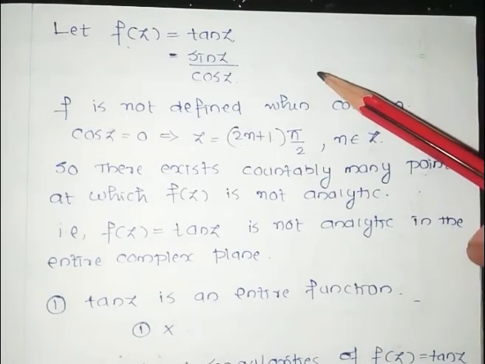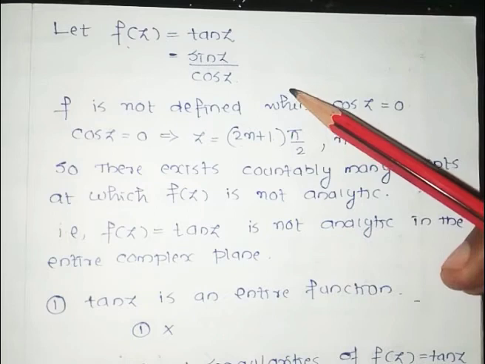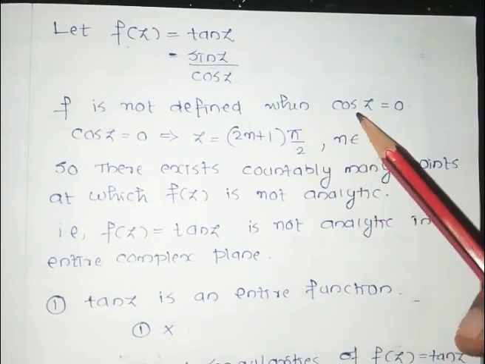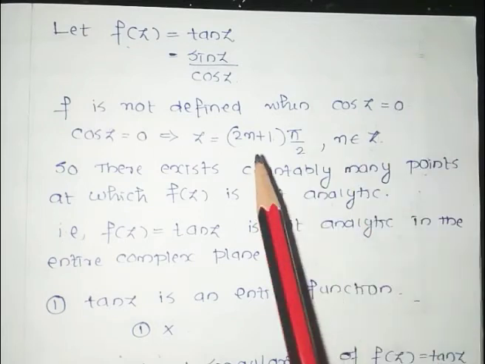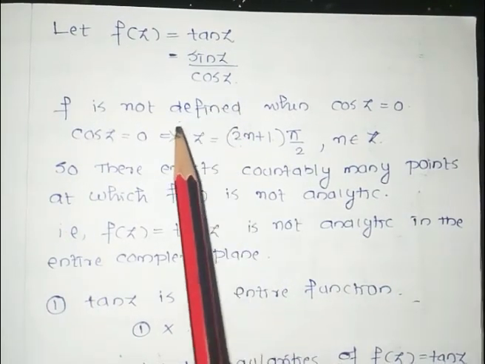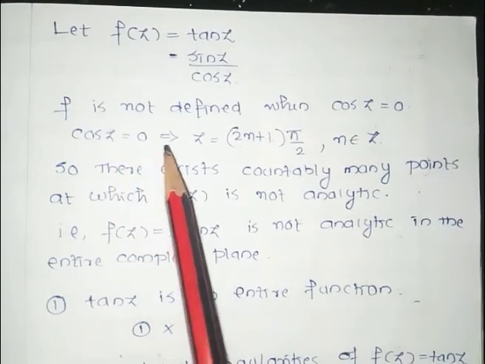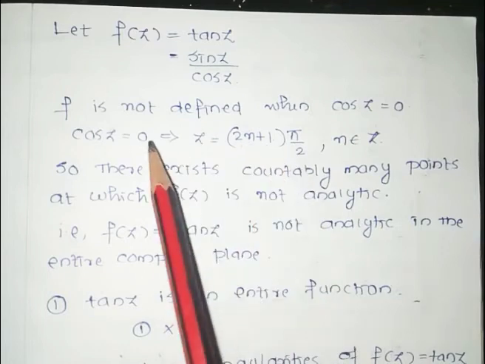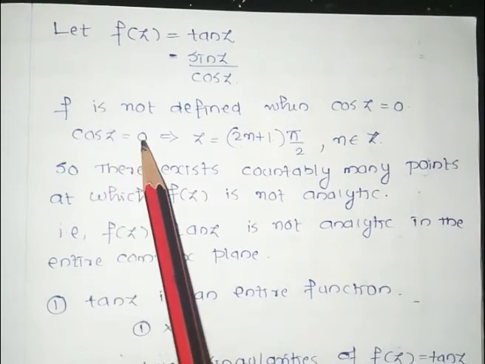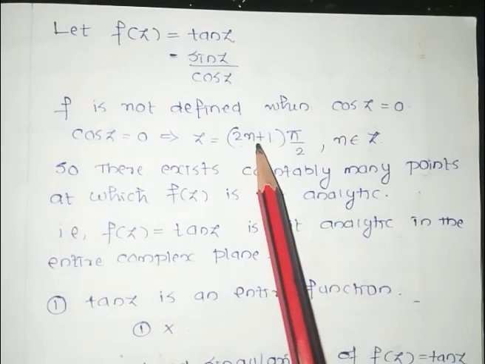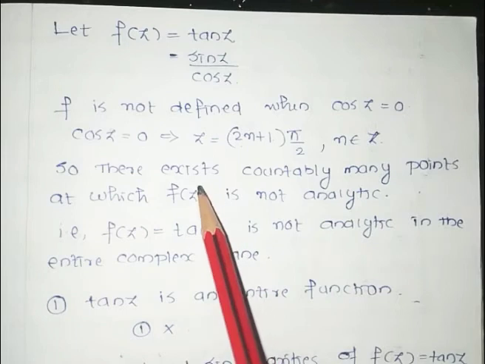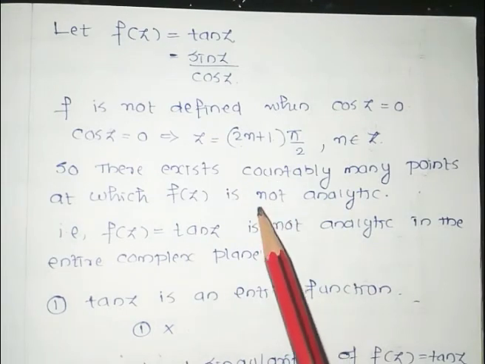Let f of z be equal to tan z, and we know that tan z is equal to sin z by cos z, and f is not defined when cos z is equal to 0. So the points at which f is not defined are given by cos z equal to 0, which implies that z is equal to (2n plus 1) pi by 2, where n belongs to Z. So there exist countably many points at which f of z is not analytic.